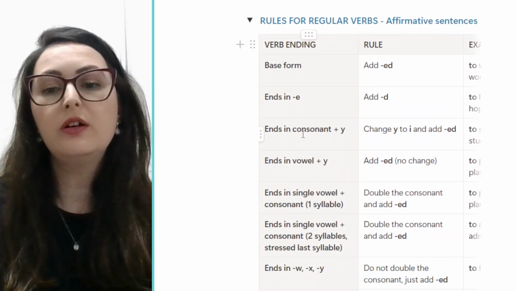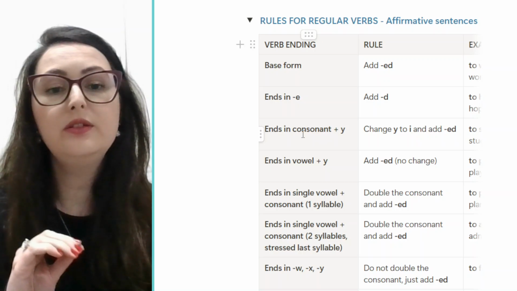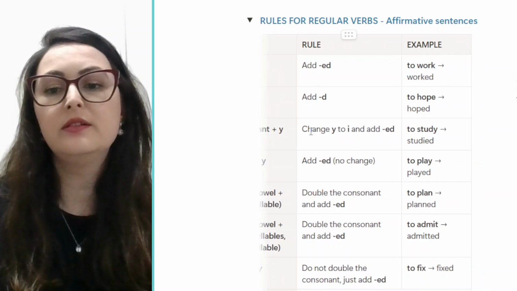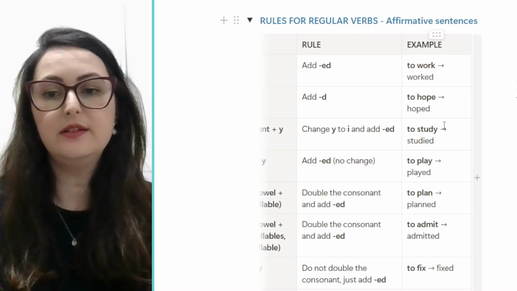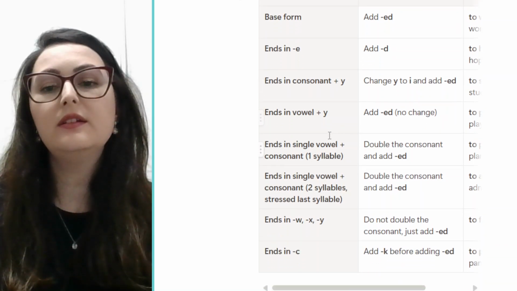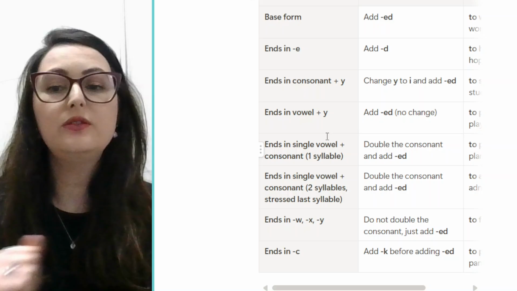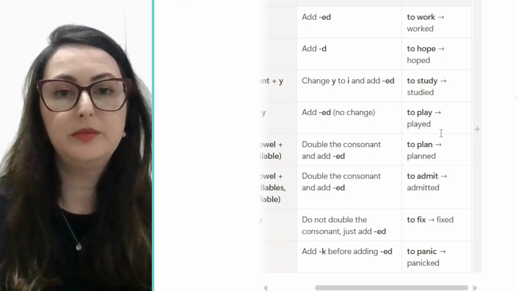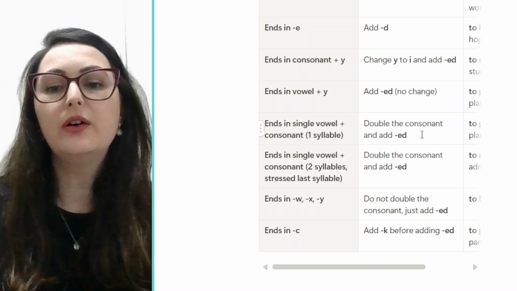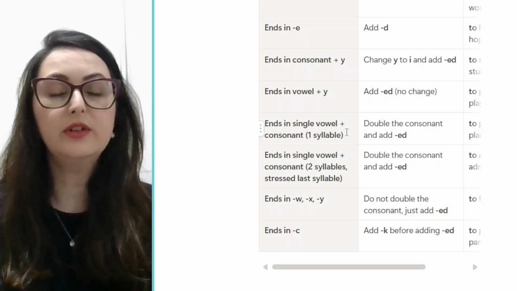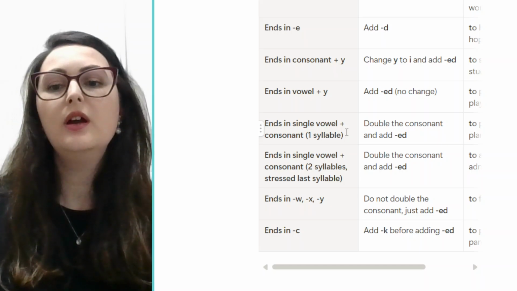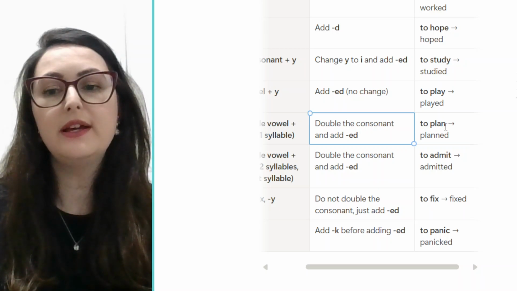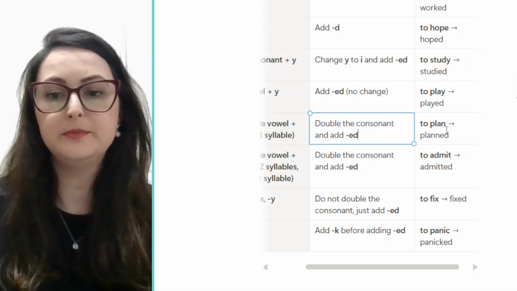Now, if the verb already ends in e, we don't need to add another e. We just add d. So, hope, hoped. If the verb ends in consonant plus y, we need to change y to i and then add ed. So as an example, to study, studied. Now, if it ends in vowel plus y, we need to just add ed. There is no change. To play, played.